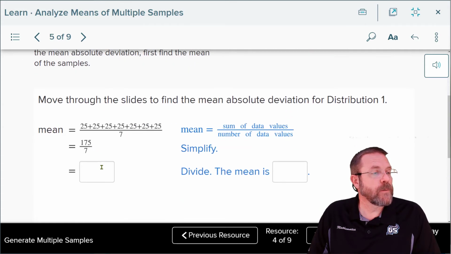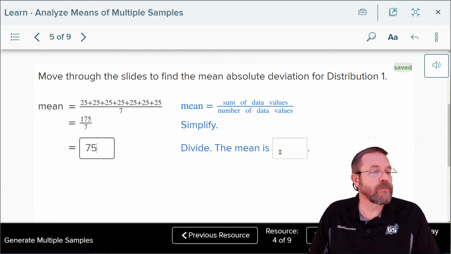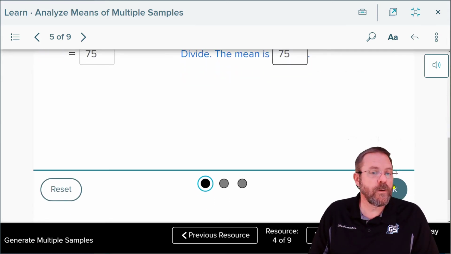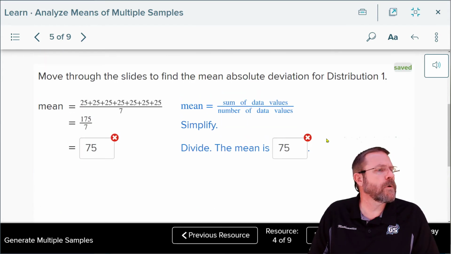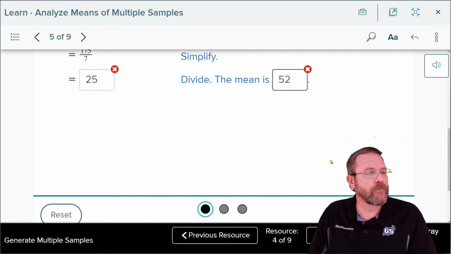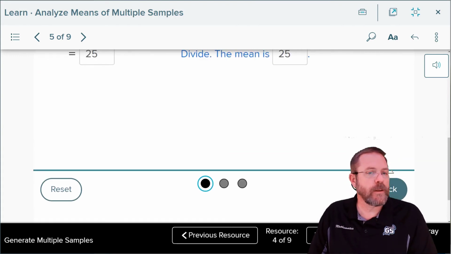You divide by the number of samples, and what's that mean going to be? Well, that mean is going to end up being 75. Check that. Whoa, wait a minute. I'm sorry, not 75, 25. I wasn't looking close enough. 25. Try it again. Now we have happy little numbers there.